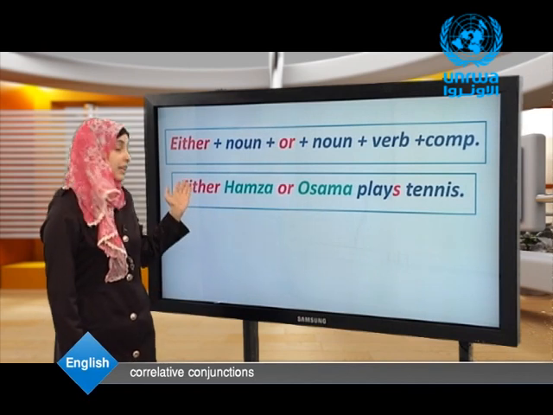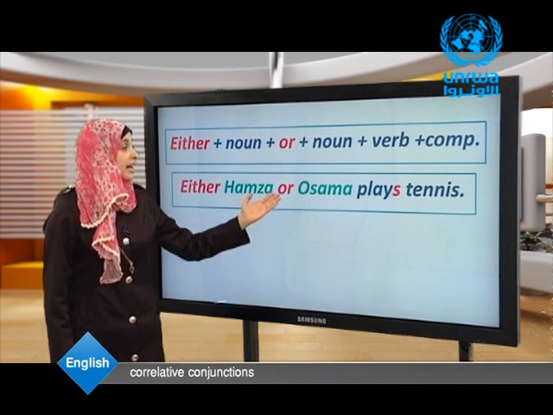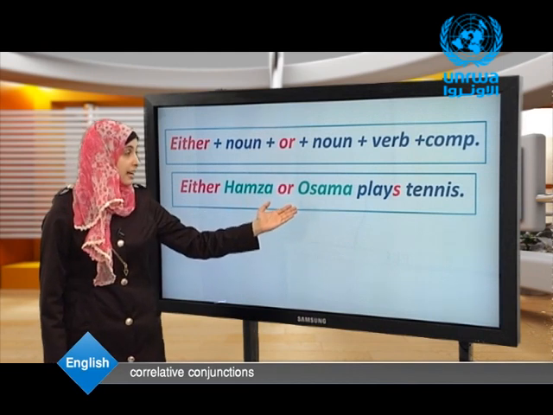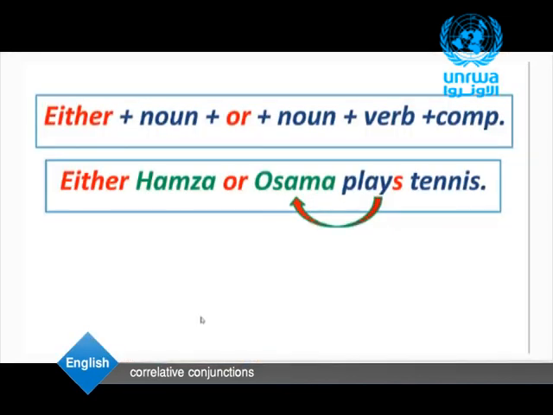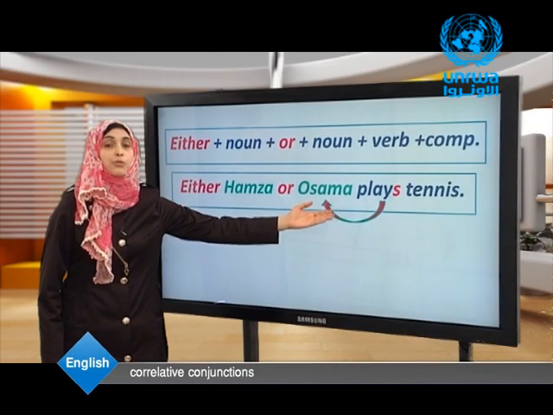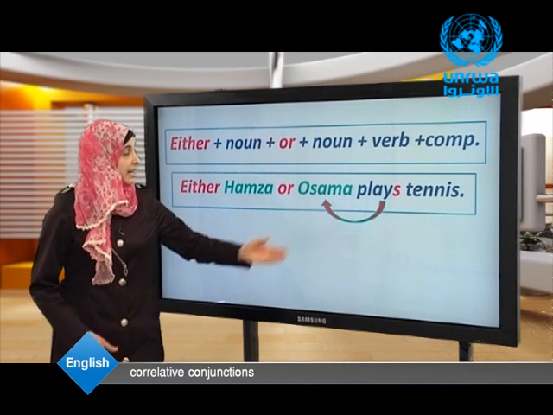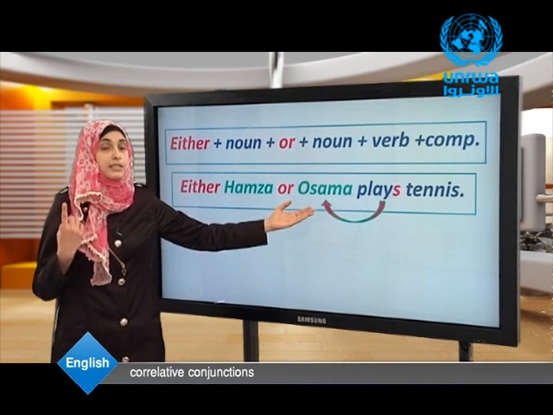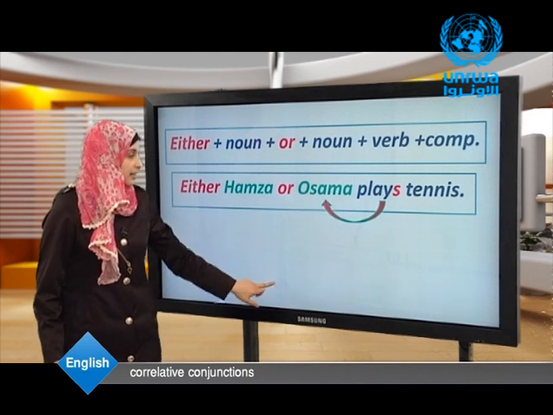We have started with either, Hamza the first noun, and then or, and then Usama the second noun, and then he plays tennis. And notice here we have used plays in the singular form. Why? Because it refers to the closest subject. Which one is the closest subject? It's Usama, and Usama is singular. That's why we use plays, not play. Let's see another one.